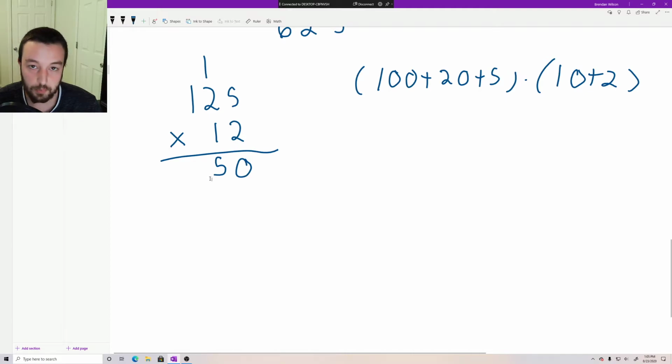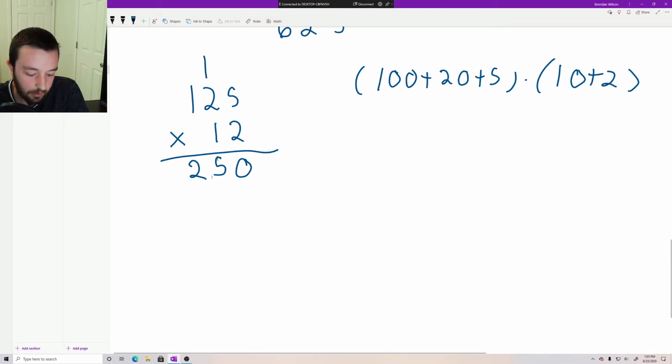And it's just 5, so we don't have to carry anything. And then 2 times 1 is 2. Okay. So we did 2 times 125 to get 250. Now we have to take care of this 1. Now, what's important to note is that 1 is in the tens place.